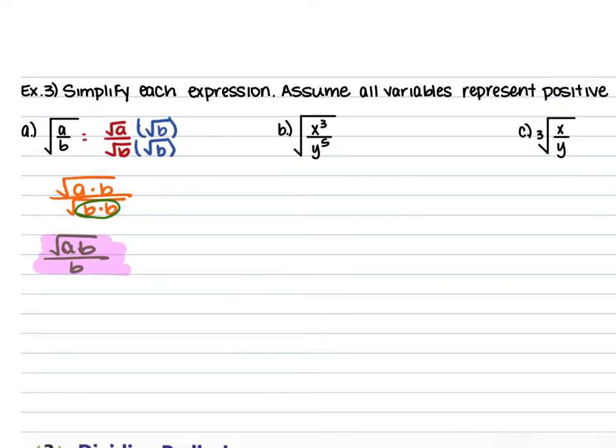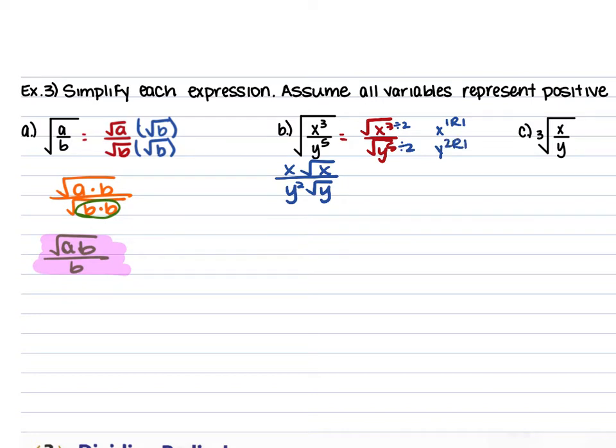For example b, we have the square root of x cubed over y to the 5th power. Again, if we rewrite this, we have the square root of x cubed over the square root of y to the 5th power. We can simplify these by having x square root x over y squared square root y. The only thing that I did with that was I divided each of these numbers by our index, which is 2. On the top, I have x to the 1st power with the remainder of 1. On the bottom, I have y to the 2nd power with the remainder of 1.